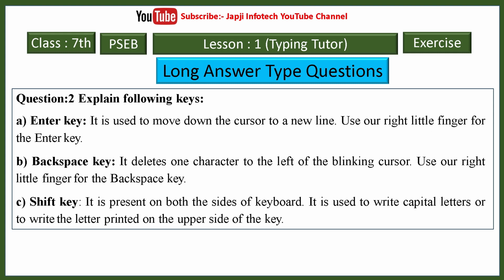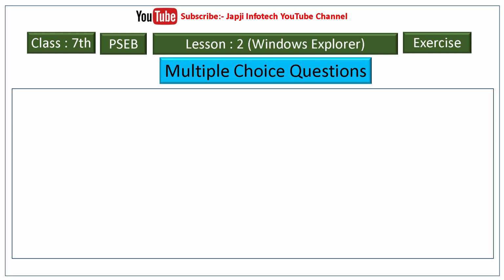And the third one is shift key. It is present on both the sides of keyboard. It is used to write capital letters or to write the letter printed on the upper side of the key. So now we will learn about multiple choice question in lesson number 2.